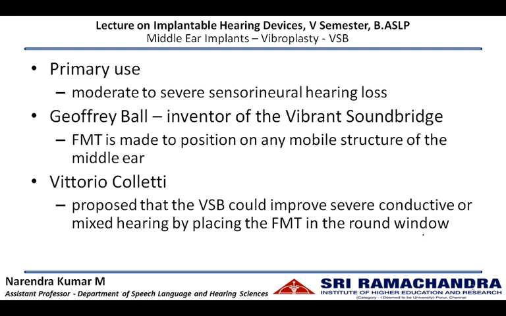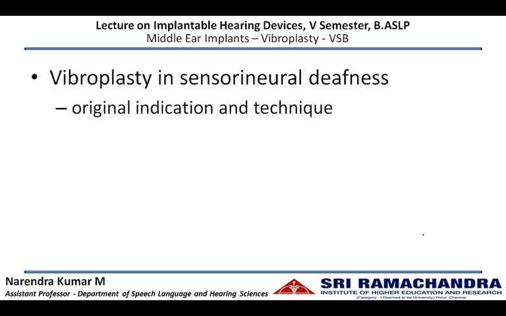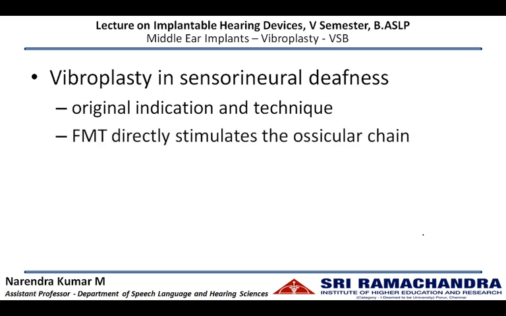So we are going to see a few instances of how the floating mass transducer can be placed in the middle ear cavity. With respect to sensorineural hearing loss, this is the original indication and technique used with Vibrant Sound Bridge. The floating mass transducer directly stimulates the ossicular chain by placing it on the long process of the incus.